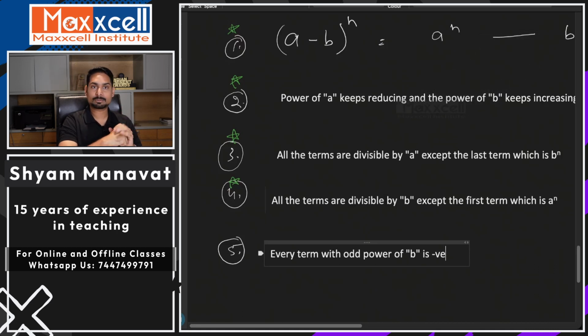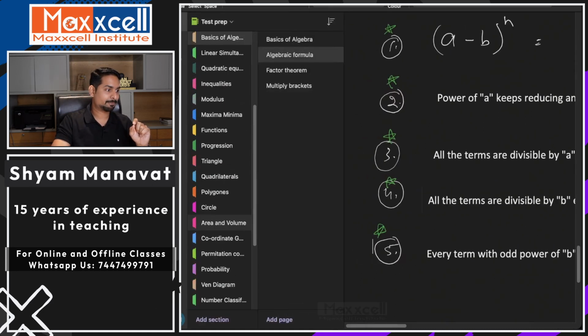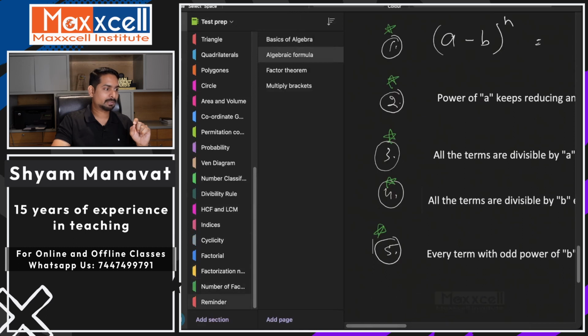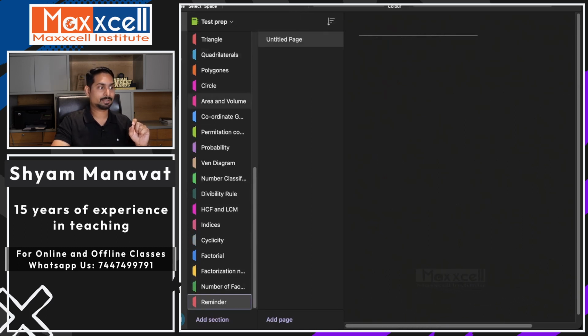So are we able to generalize? Yes. Are you able to write these 5 points which are important, because I am going to use them when I am going to discuss remainder theorem in number system. Here I am going to discuss remainder theorem in number system. All right.